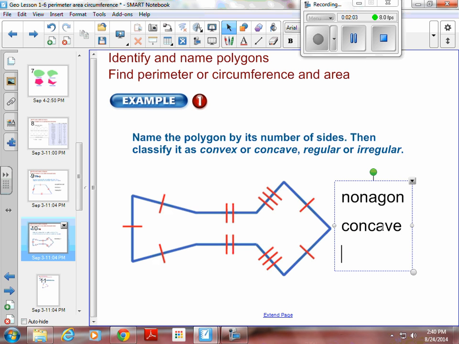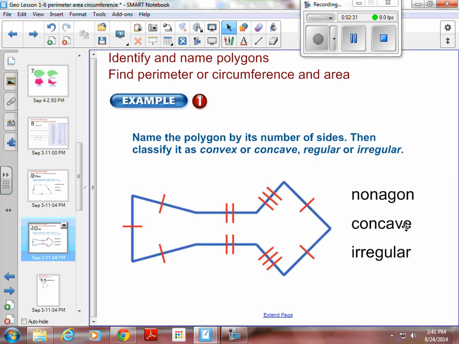And then is it regular or irregular? Well, are all the sides the same length? What do these tick marks mean? Well, the tick marks, if there's one tick mark, those sides are the same length. So we've got 1, 2, 3, 4, 5 sides of the same length. But then these other sides are not the same length as these first 5. These 2 are the same length as each other, and so are these, but they're not all exactly the same length. So this is still irregular. So a nonagon, concave, and irregular.